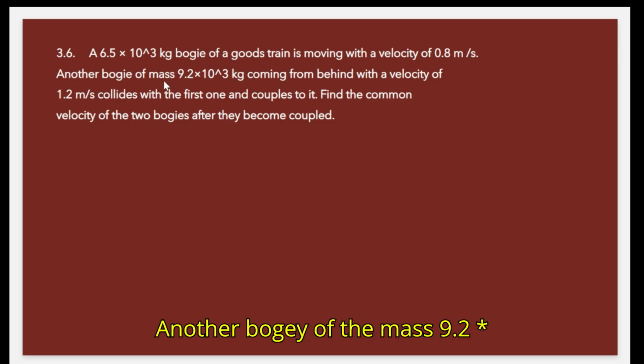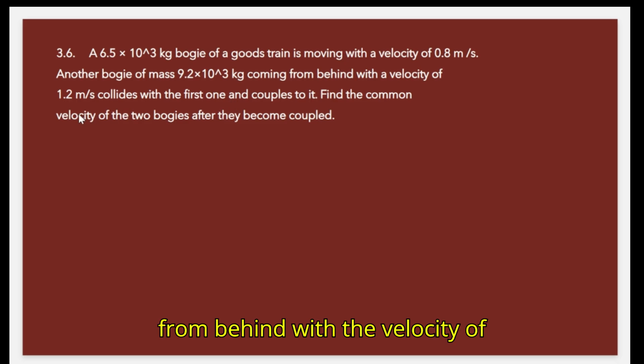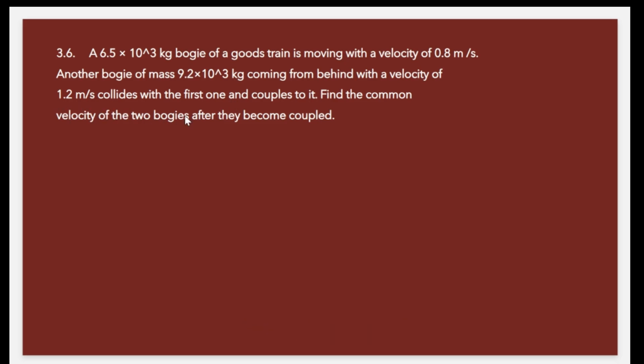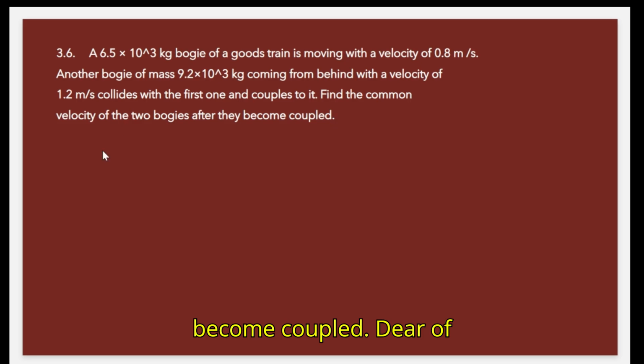Another bogie of mass 9.2 into 10 to the power 3 kilogram, coming from behind with a velocity of 1.2 meter per second, collides with the first one and couples with it. Find the common velocity of the two bogies after they become coupled.